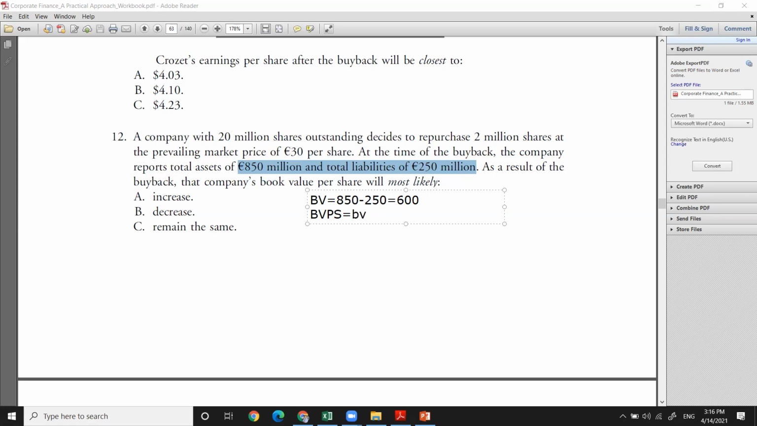And book value per share is equal to book value divided by the number of shares outstanding. We have 20 million shares outstanding, so we divide by 20 million. That's from the formula that we have. So 600 over 20, and the original book value per share before the buyback will be equal to $30.